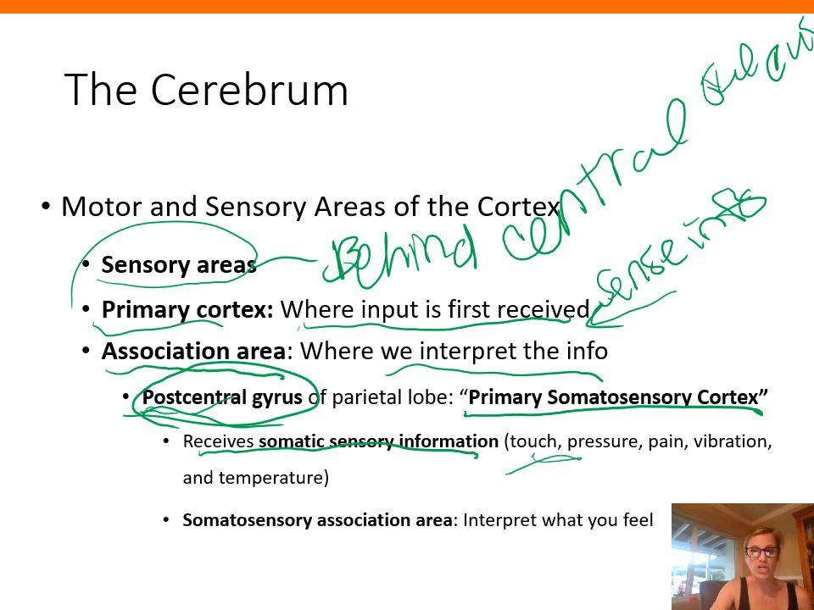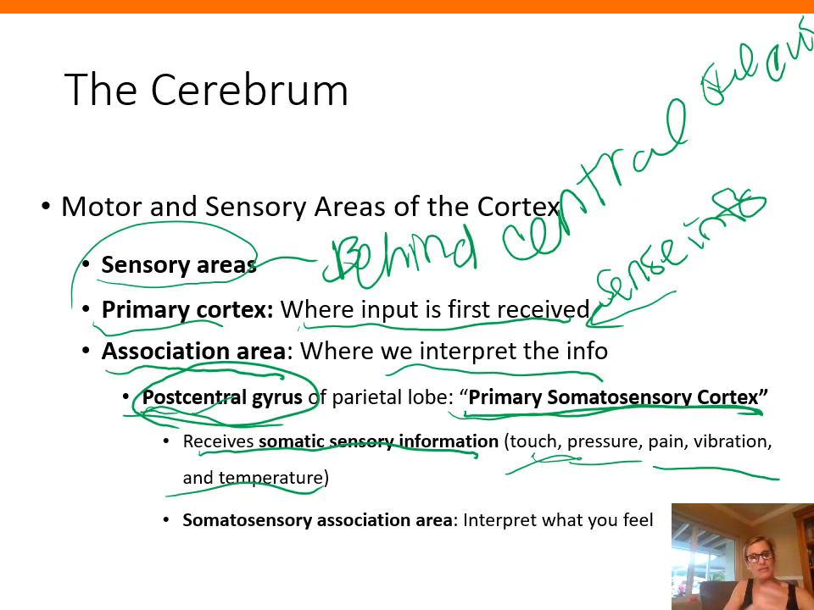So touch, pressure, pain, vibration, temperature, tickle, scratch, all of these feelings, anything you could feel when something touches your skin, those are somatic senses. So the somatosensory information gets sent directly into the primary somatosensory cortex. That's just raw data from the neurons.